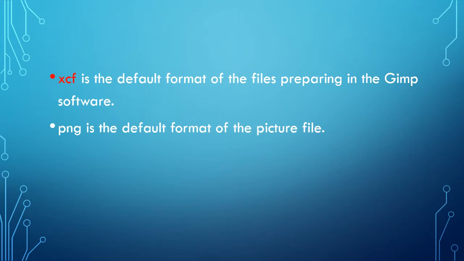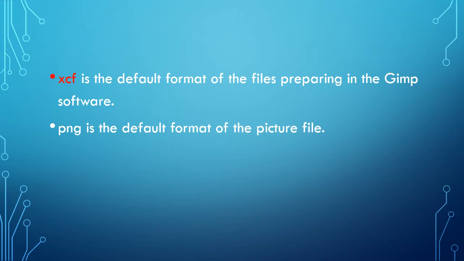And we have studied that .xcf is the default format of the files prepared in the GIMP software, and .png is the default format of the picture file. So each and every file has its own format. That means a file of MS Word is different from a file of MS Paint, which is different from the file of GIMP, which is different from a file of PowerPoint. So each application has a different format for its files.